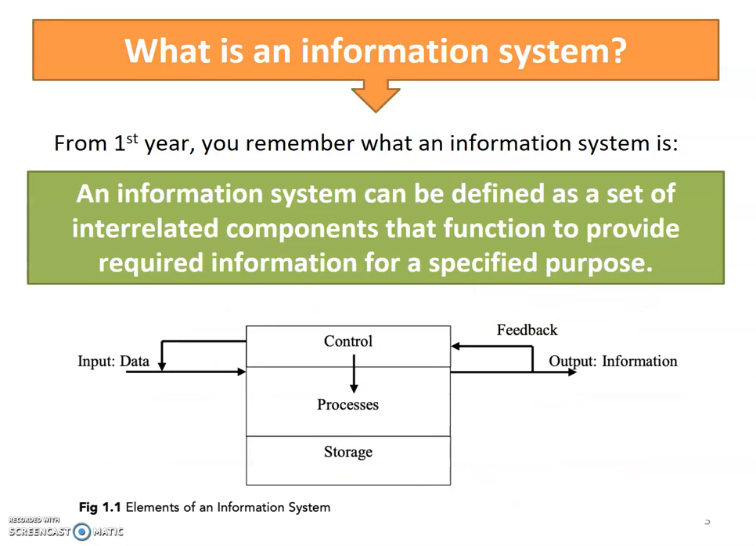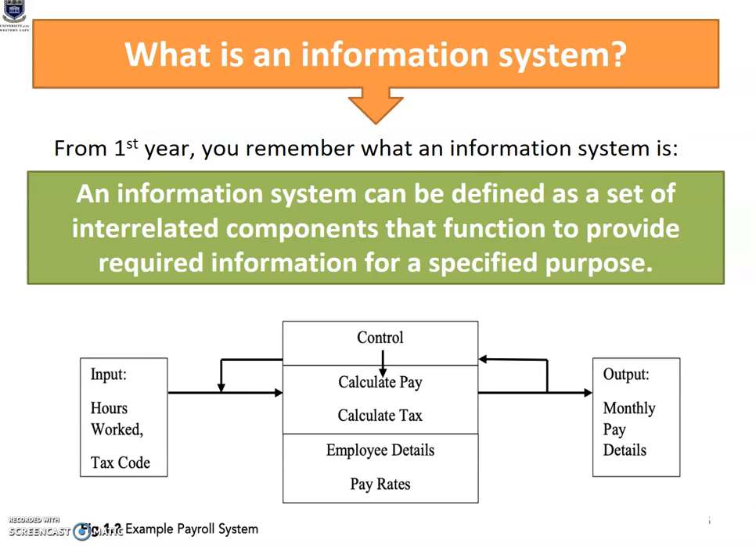So let's look at what is a system. From the first year, we remember we defined a system as an information system. It could be defined as a set of interrelated components that function to provide required information for a specific purpose, which, if we look at figure 1.1, receives input data which is processed, resulting in meaningful information output.